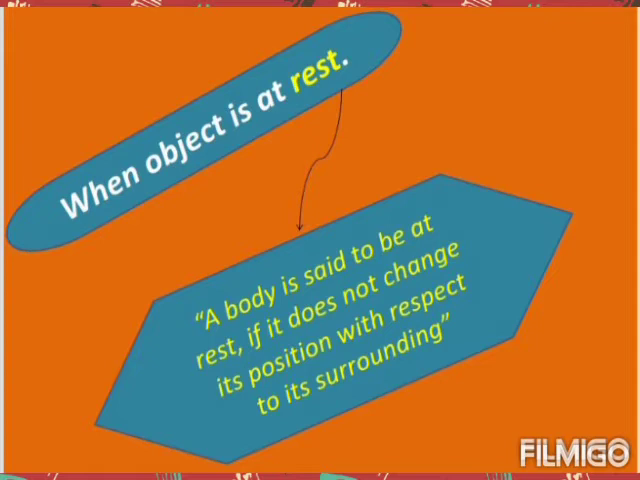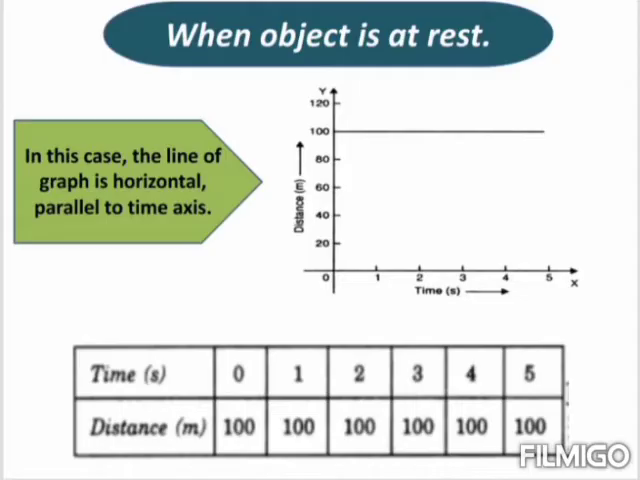When the object is at rest and we have to draw the graph, there are two quantities: the first one is distance and the other one is time. We have to observe the graph in unit time, and there is no motion. Okay, the first case, when the object is at rest. In this case, the line of the graph is horizontal, that is, parallel to the time axis.